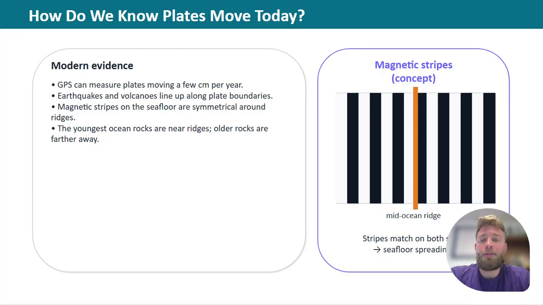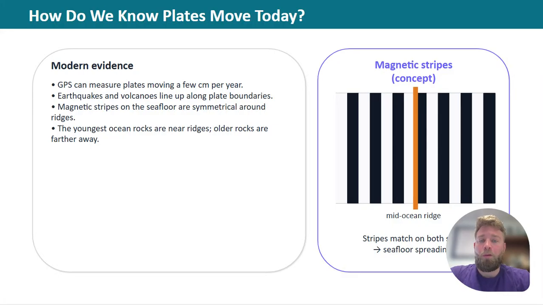Okay, so how do we know the plates move? This is still in your notes here. How do we know the plates move? GPS can measure plates moving a few centimeters per year. Now, you would think that they would be moving more, but even this small amount can create the devastating earthquakes that we see almost every year. So earthquakes and volcanoes line up along these plate boundaries.